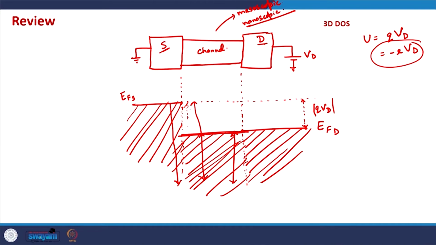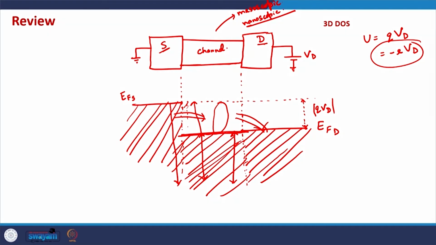But the states in between EFS and EFD, the source Fermi level and the drain Fermi level, the source terminal is trying to fill them, but the drain terminal will try to empty them. The drain terminal will try to extract the electrons from the channel in this range, because it will try to make sure that only states up to this level are filled. So there is a sort of competition between the source terminal and the drain terminal, in which the source is trying to fill the states, the drain is trying to drain out electrons from them, and that is how the conduction takes place. Okay.